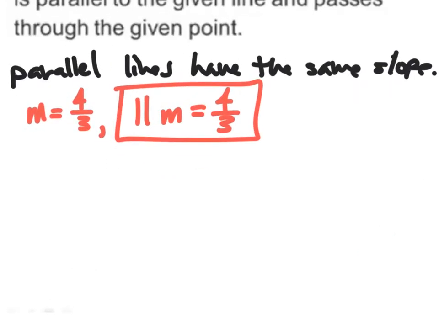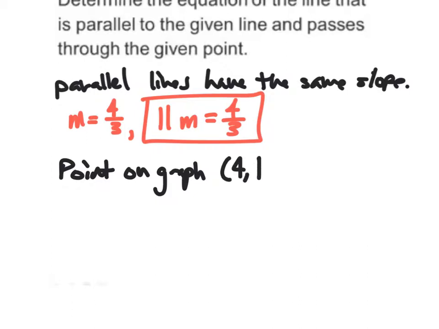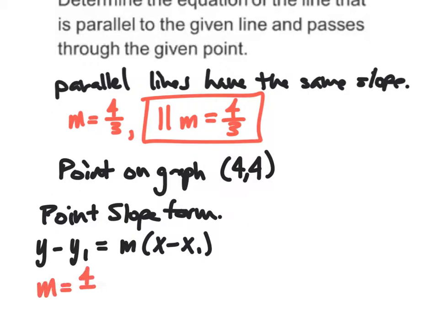And before I do that, let me write this: the point on the graph is the point 4, comma 4. All right, so here's what I know. I'm going to use point slope form. So this is point slope form: y minus y sub 1 is equal to m times x minus x sub 1. Now, I know that my slope, m, is equal to 4/3.